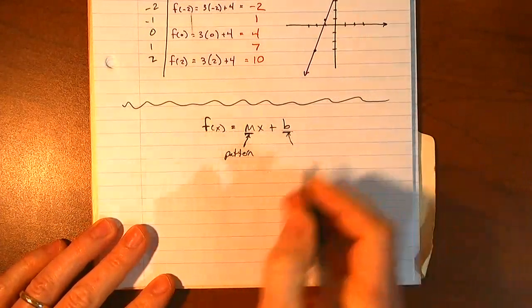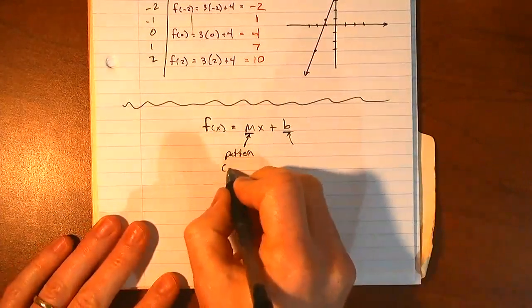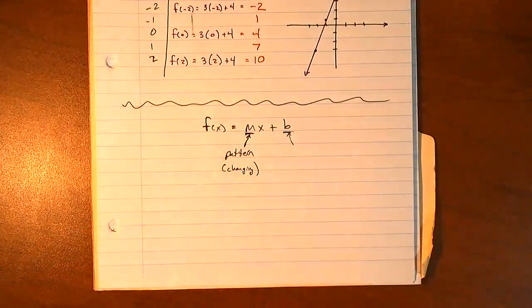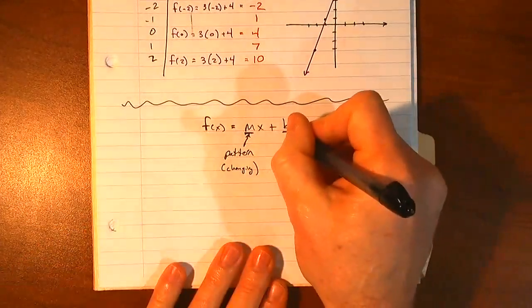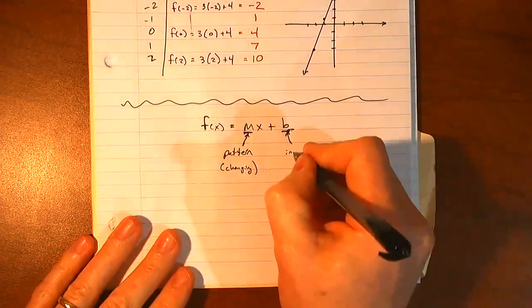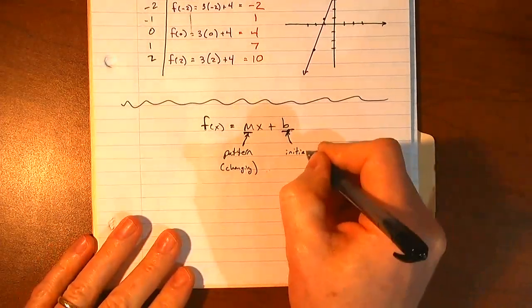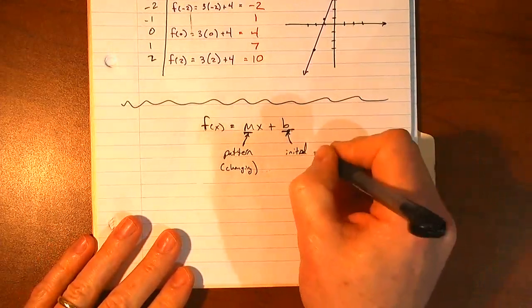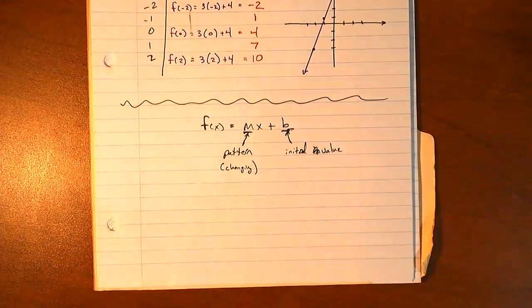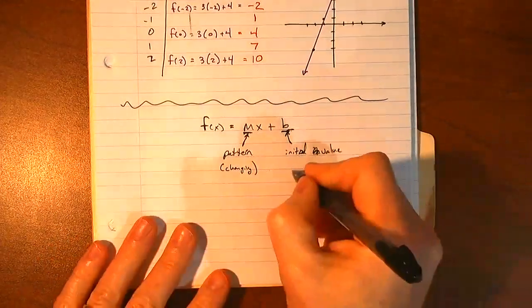It's what's changing consistently in the problem, which is why we also call it the rate of change, okay? But then we've got the y-intercept. The y-intercept is the value that the problem initially starts at, okay? So the other word that we called this was the initial value. The initial value, okay?